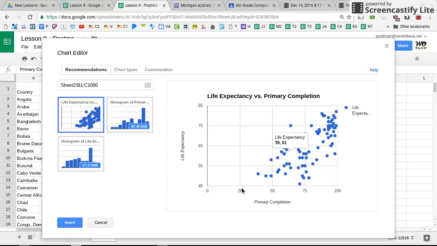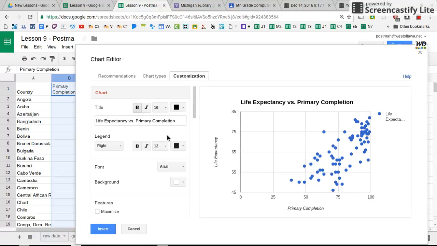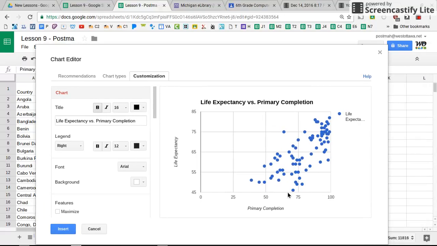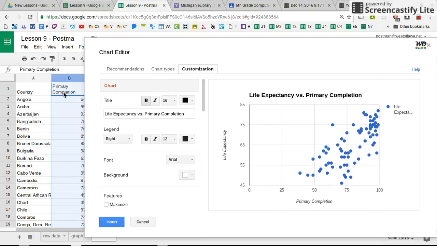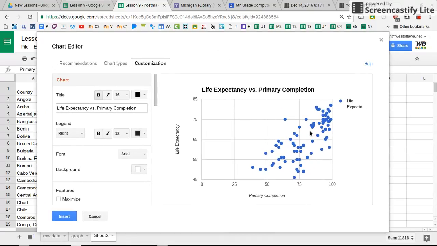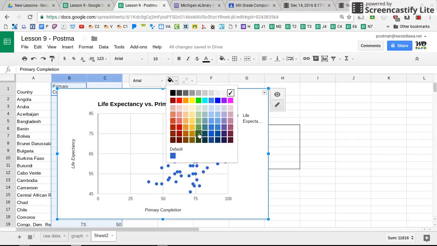This is actually a graph that I used on a Kahoot that you played. These are your recommendations. If you go over to customization, this other tab, then you can fill in the axes right here. Now, if you notice, it did do the title and this for us because we highlighted the titles over here. So it's a little bit easier for us. And so actually we can just hit insert and then go up to the paint can and add a little bit of color.